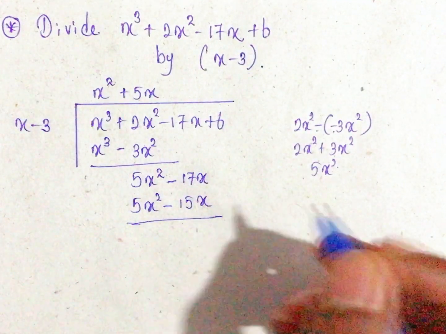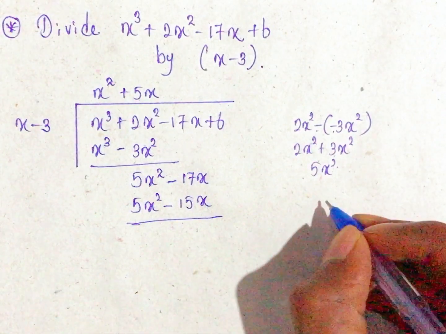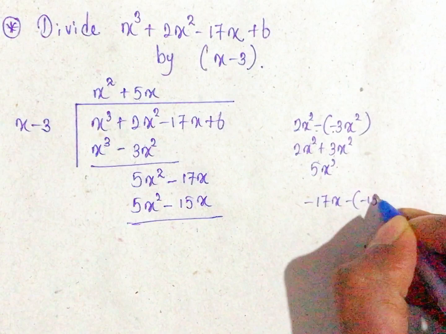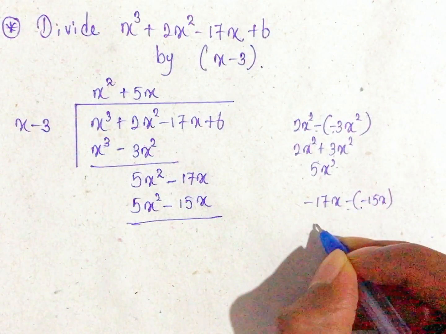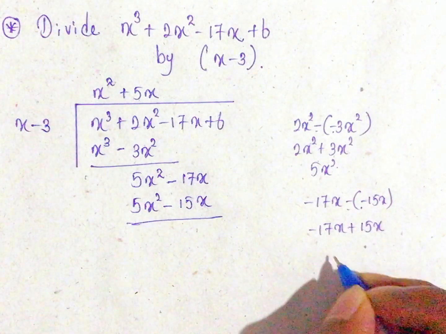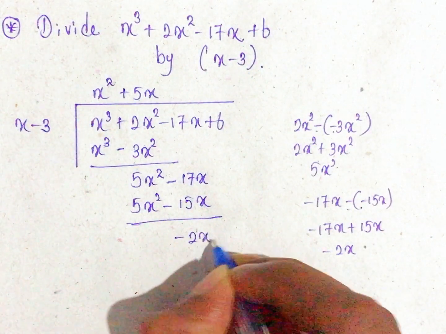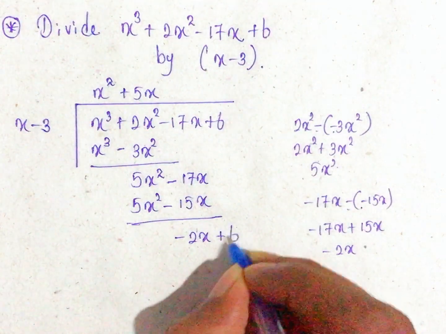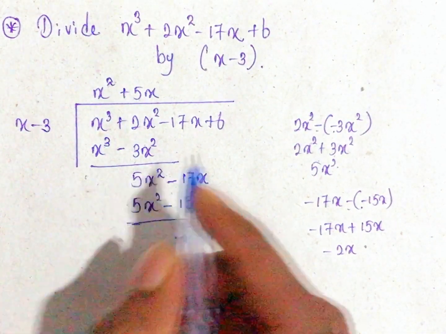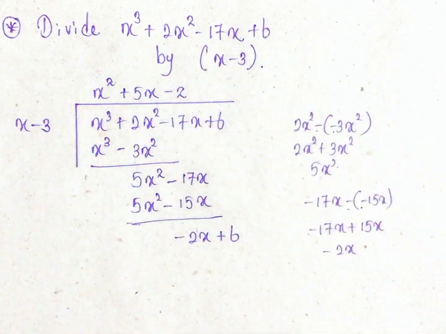After you subtract these two, you will get minus 2x. How do we get it? Minus 17x minus minus 15x. When you simplify it, minus 17x plus 15x, you get the answer minus 2x. You can put it here. Then the final term is 6. Then you need to find the final term for the quotient. What can you put? It is minus 2.